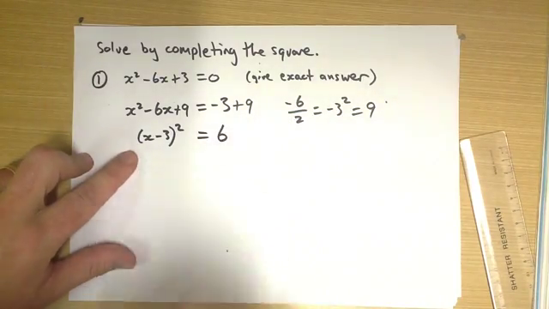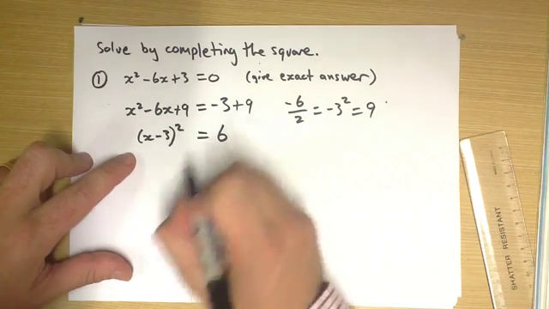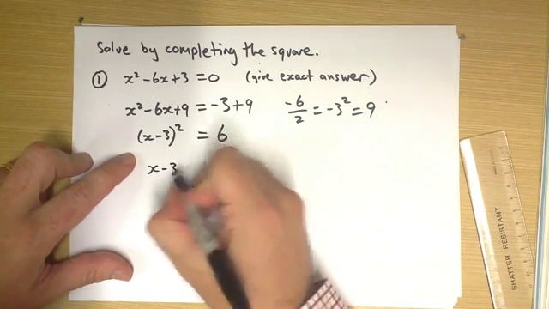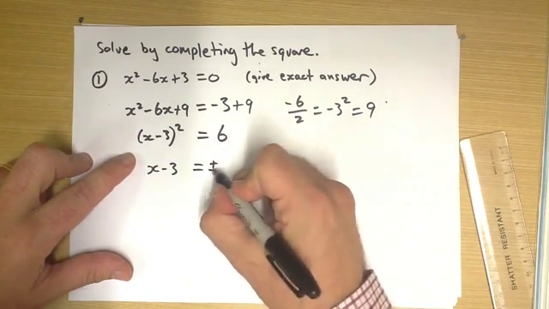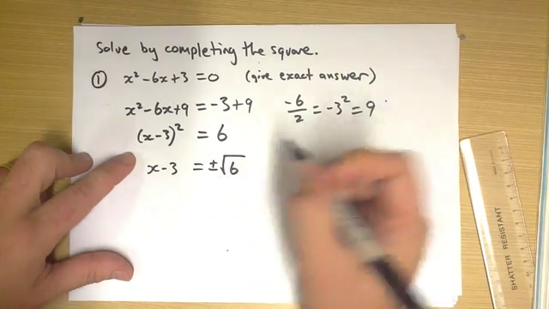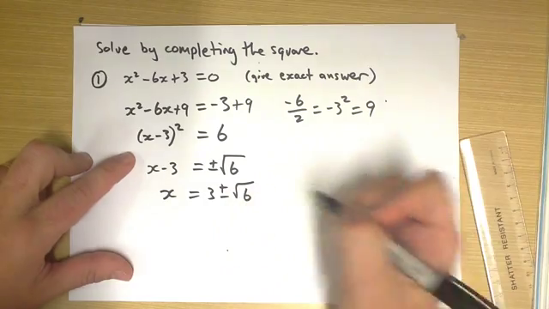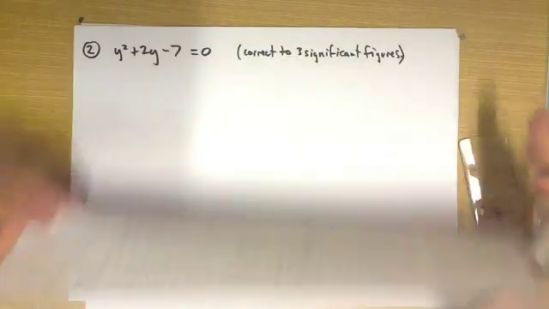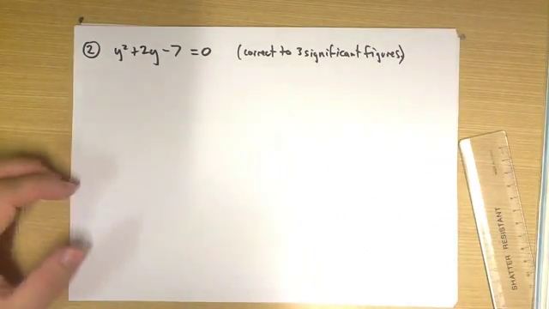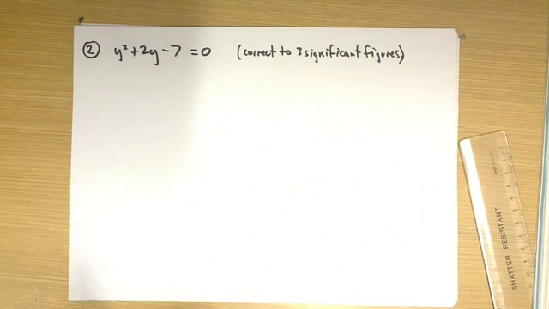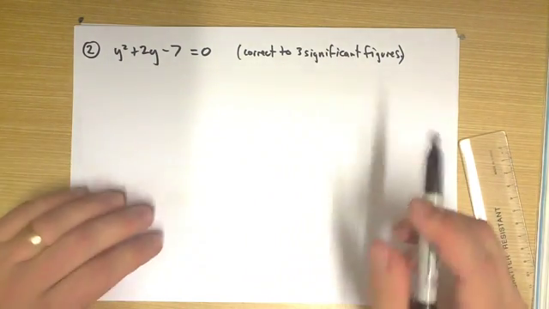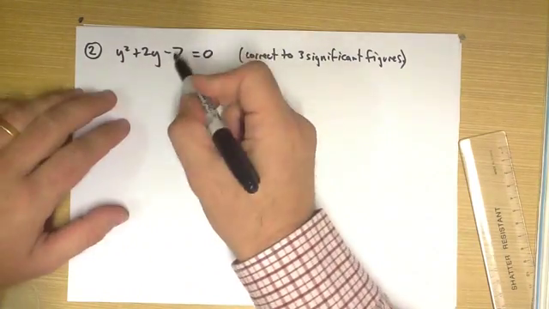Now it's just a routine solve where I take the square root of both sides, so x minus 3 equals plus or minus square root of 6, so x equals 3 plus or minus square root of 6. Okay, let's try the next one. You'll notice this one here says correct to 3 significant figures. So because it says that, I'm going to get my calculator ready, because I know I'm going to need my calculator for this. Okay, so here we go.